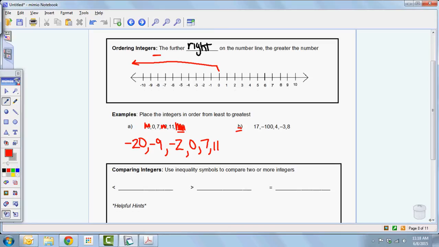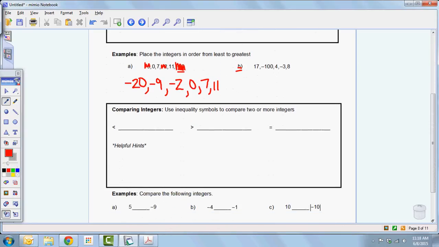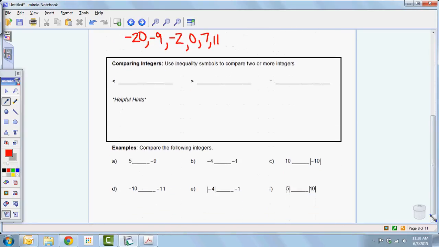All right, our next learning target is comparing integers, and we're going to use inequality symbols to compare two or more integers. Whenever you see this symbol right here, this stands for less than, and then this symbol right here stands for greater than, and then of course this is our equal sign. That's not an inequality sign, but if two numbers are equal to each other, that's the symbol you're going to use.